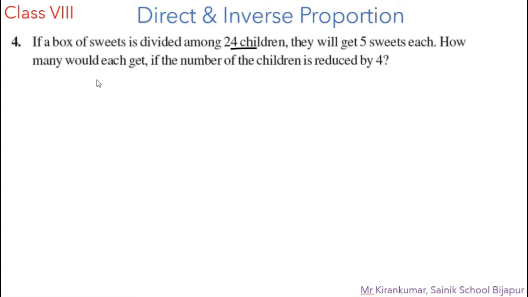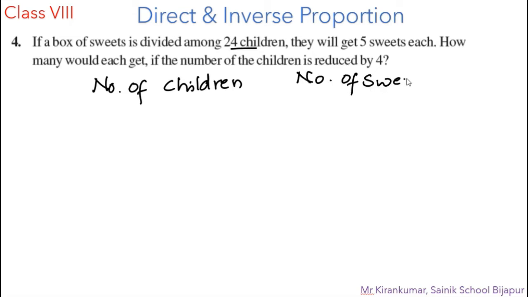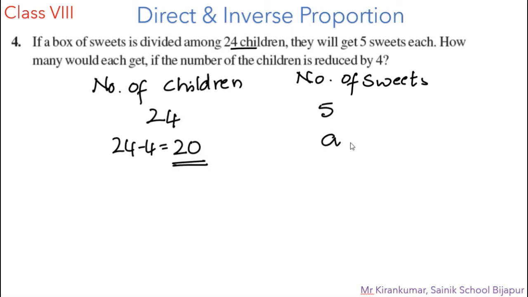Here, let's write this in a tabular form. First, I'll write the number of children. Then I'll write the number of sweets. If the number of children is 24, each one will be getting 5. If the number is reduced by 4, it means 24 minus 4, which is 20. If it becomes 20, how many sweets will each one be getting? Let me take it as A.